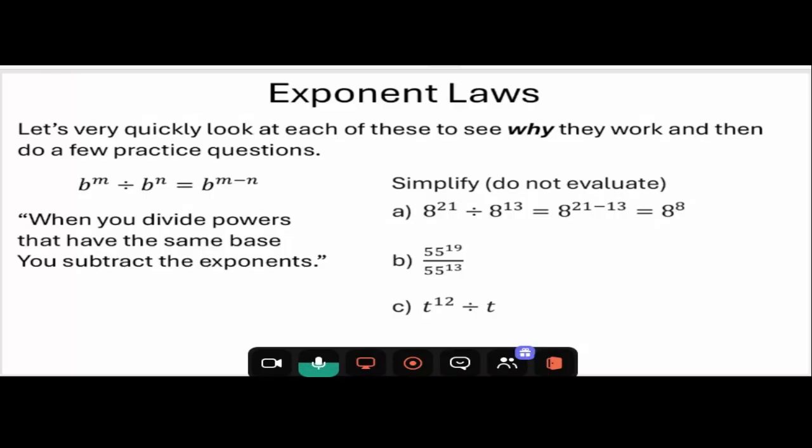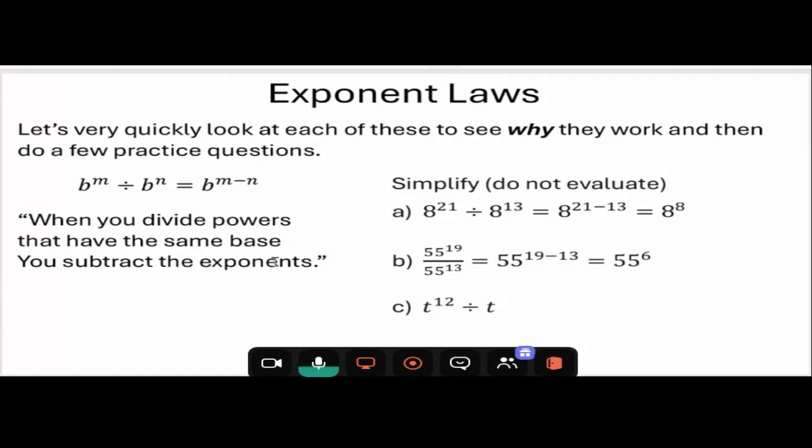55 to the power of 19 divided by 55 to the power of 13. We are dividing, and the bases are the same, so we subtract the exponents, like so, 19 minus 13. And 19 minus 13 is 6.